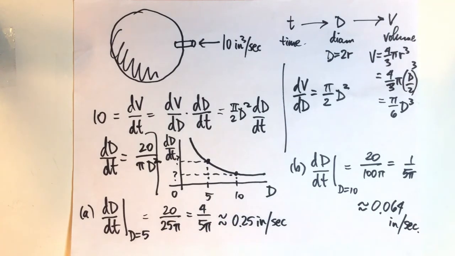So when the diameter is 5 inches, it's increasing at a rate of about 0.25 inches per second. Later, when the diameter has reached 10 inches, it's increasing at a rate of about 0.064 inches per second.